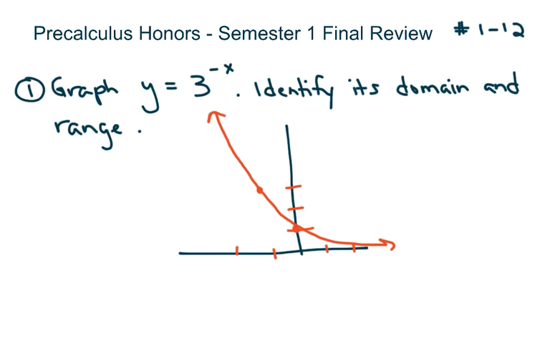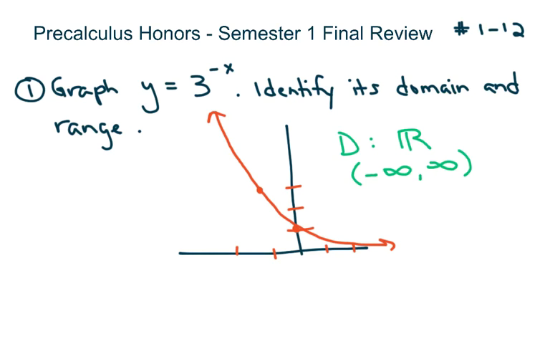For all exponential equations, their domain is going to be all real numbers. We have a couple ways of writing that. This is one of the ways of writing all real numbers. In interval notation, all real numbers is written like this. The final exam will have domain and range written in interval notation.